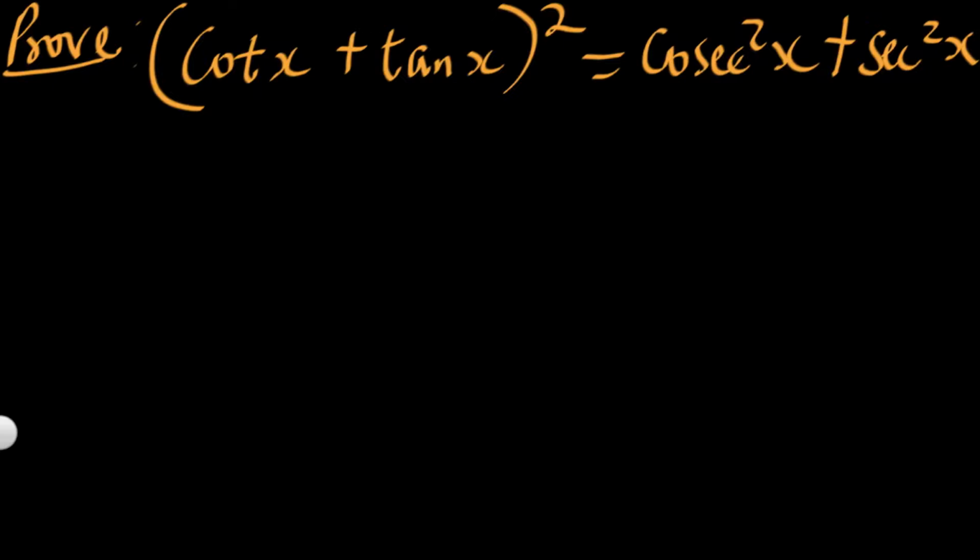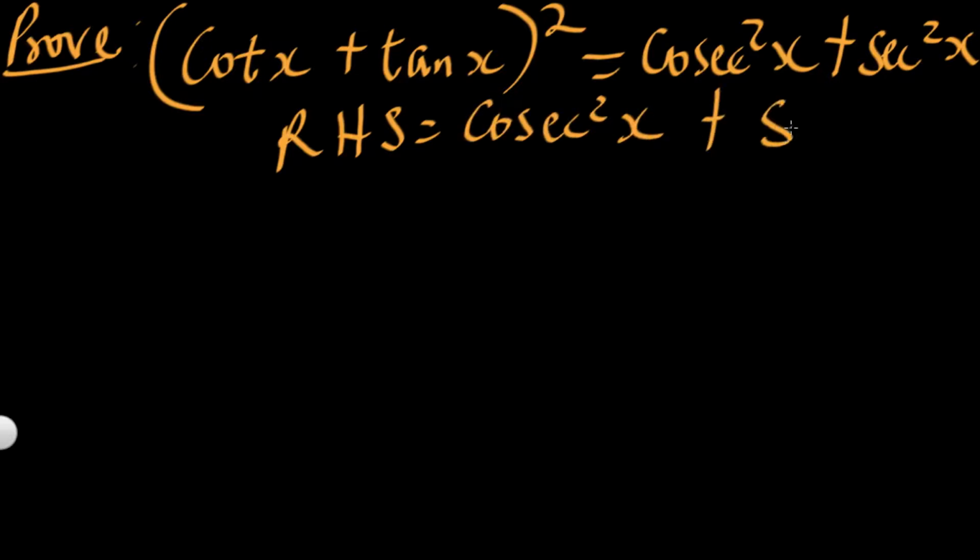As I said, you choose one side to fix. I'm going to choose the right hand side. I've been choosing the right hand side, but it doesn't mean that's the only side you can choose. You can choose the left hand side sometimes, but with experience, you're going to know which side to choose, so that you don't have to spend a lot of time doing the proofs. I'm fixing my right hand side, so RHS is equal to cosec squared x plus sec squared x. I'm fine with this. So I'm going to manipulate my left hand side so that it looks like the right hand side. Let's go.